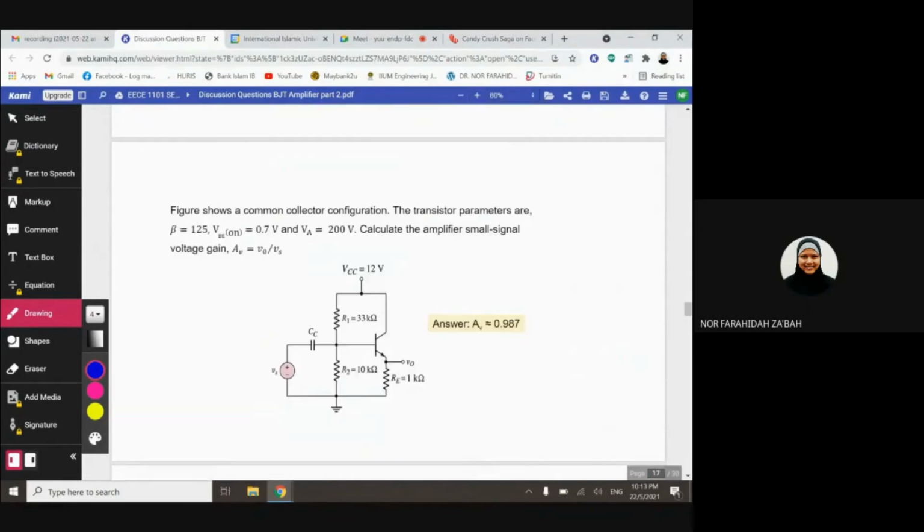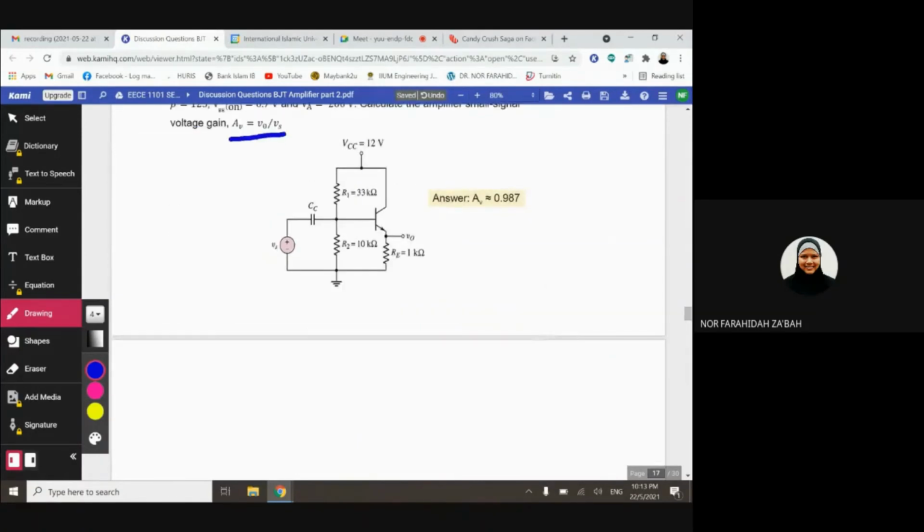Okay. So the third example is common collector. So common collector configuration. You are asked to find the voltage gain, right? So this is a standard BJT configuration. But you can see the output is measured at RE. So that's how you know that you are dealing with common collector.